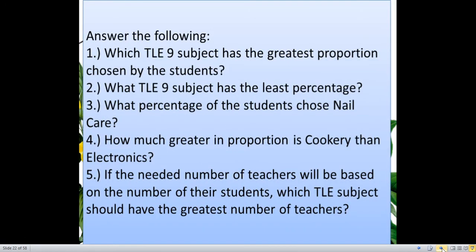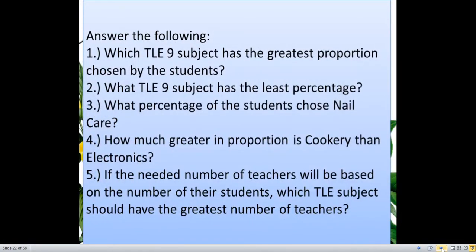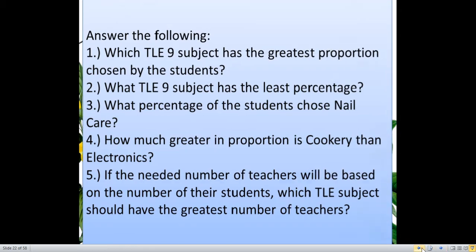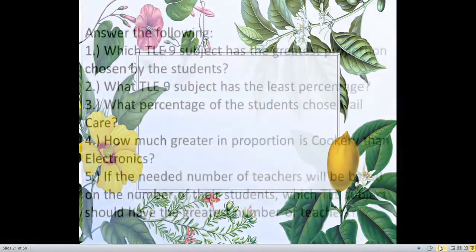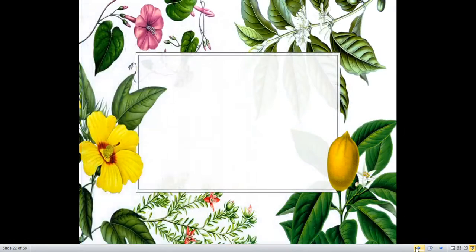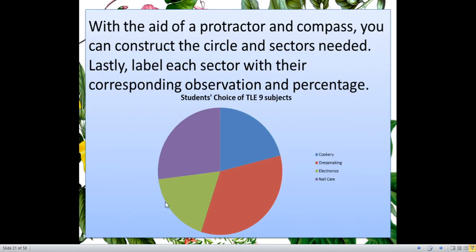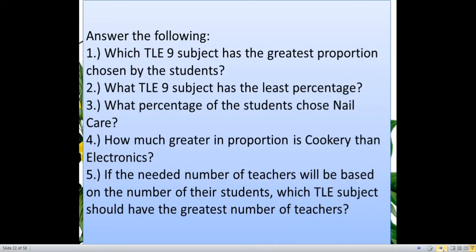Okay, so we're going to answer 5 questions again based on our pie chart. First question, which TLE 9 subject has the greatest proportion chosen by the students? As we take a look, that will be our dressmaking. Next, what TLE 9 subject has the least percentage? That will be our electronics.